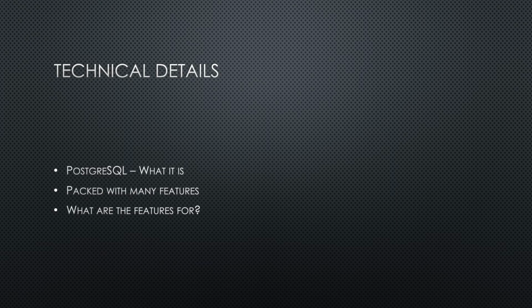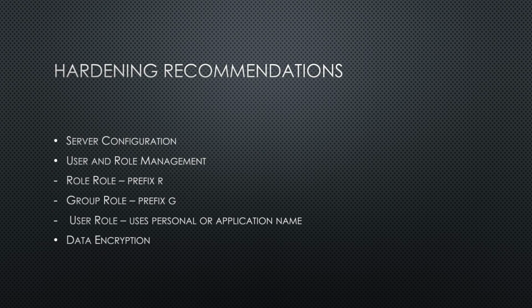Moving on to hardening recommendations. As far as hardening recommendations go, one of the first ones I want to go over is the server configuration. The first thing you want to do is control which IP addresses have access to the server. Using the parameter listen_addresses will allow the user or administrator to specify known IP addresses that will be granted access.